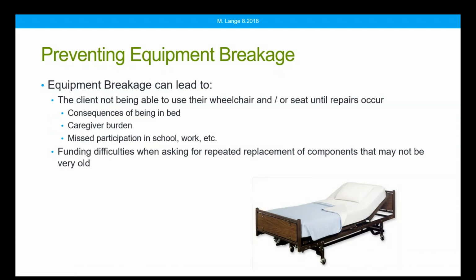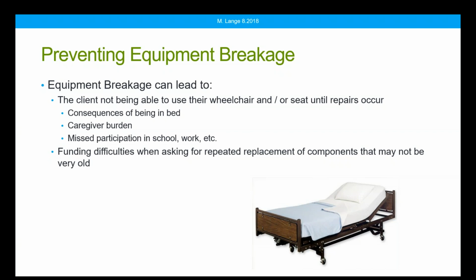If the equipment breaks, the client may not be able to use their wheelchair or seat until repairs occur, and we know that can take some time. For a lot of our clients, that means they're in bed, and we know research has shown us over the years that there are devastating consequences to our clients from spending too much time in bed. Respiratory issues, lack of strength, loss of range, pressure changes, etc.